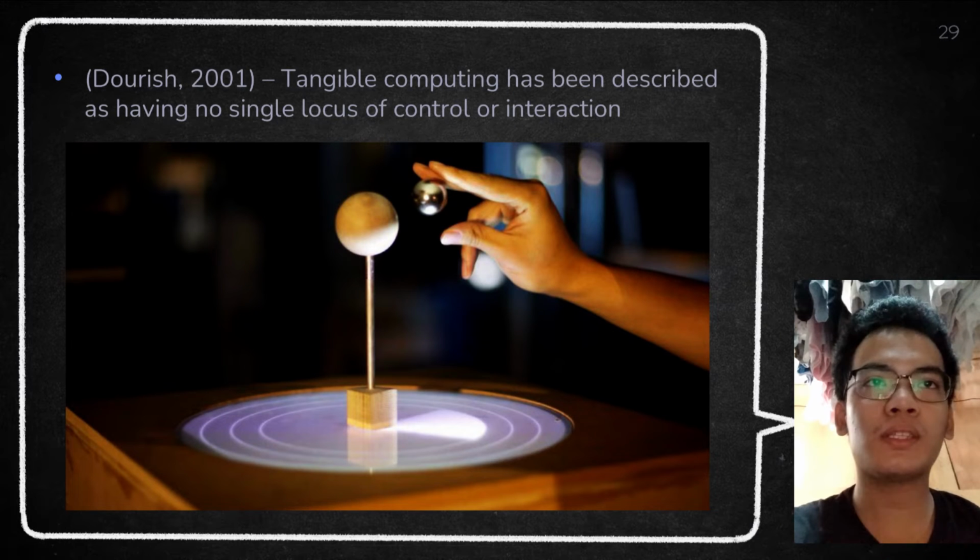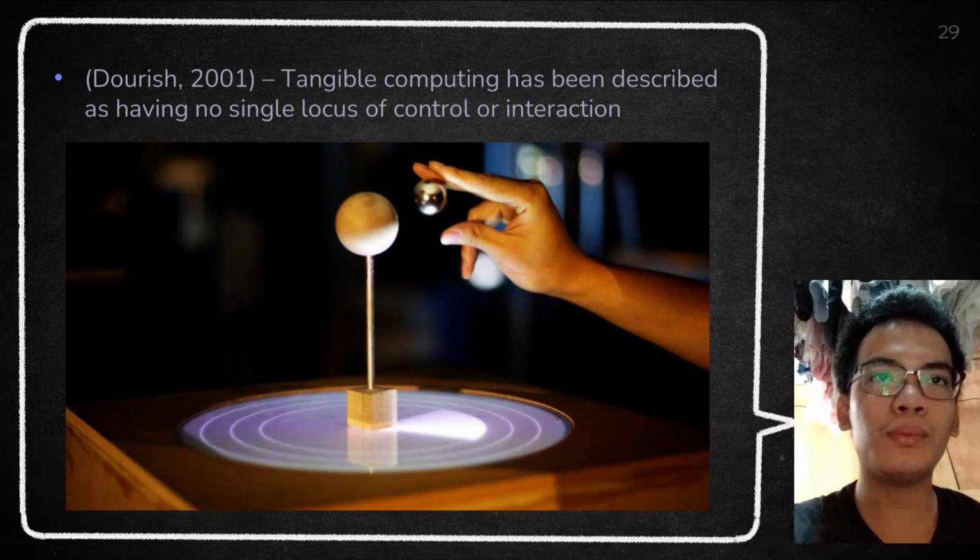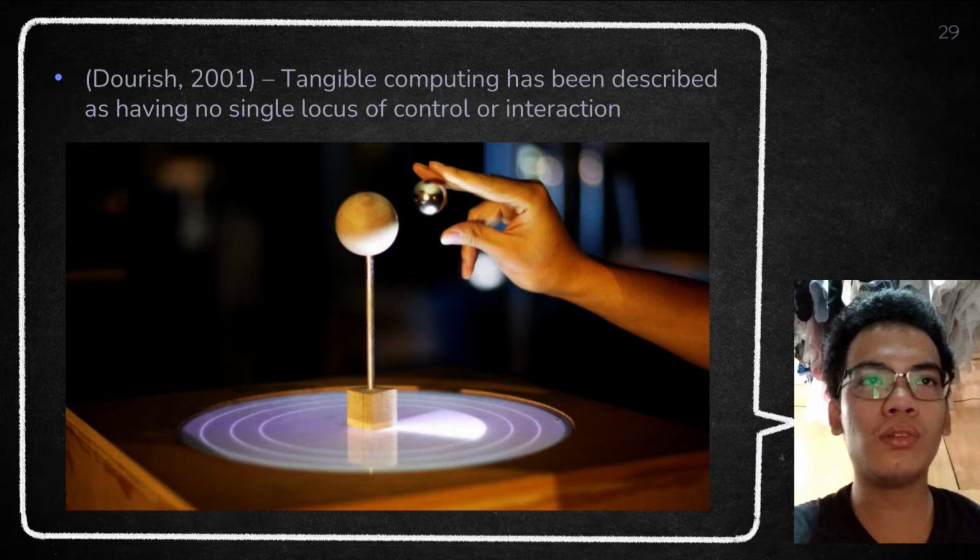Tangible computing has been described as having no single locus of control or interaction. Instead of just one input device, such as a mouse, there is a coordinated interplay of different devices and objects. There is also no enforced sequencing of actions and no modal interaction. Moreover, the design of the interface objects exploits their affordances to guide the user in how to interact with them.